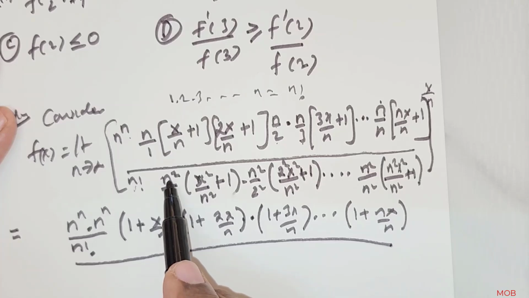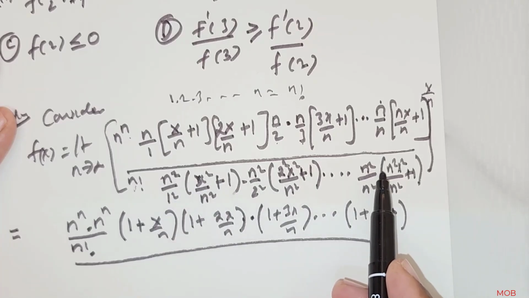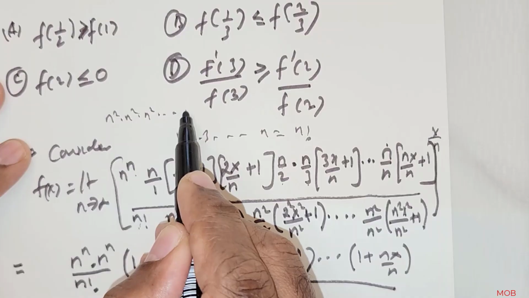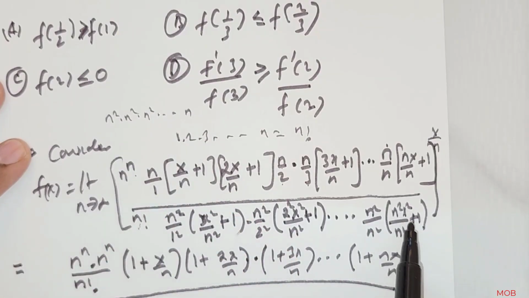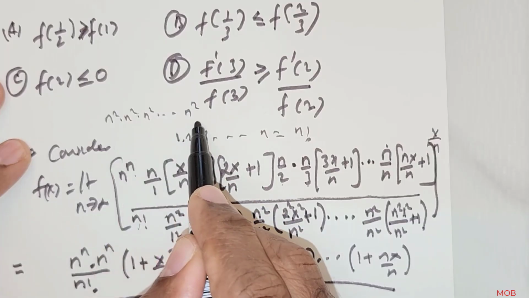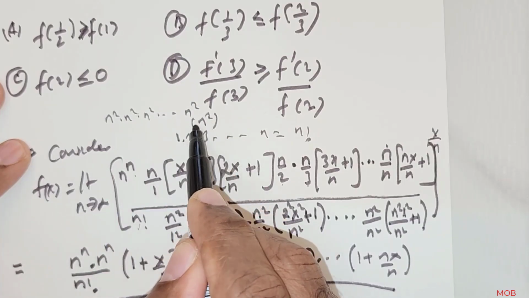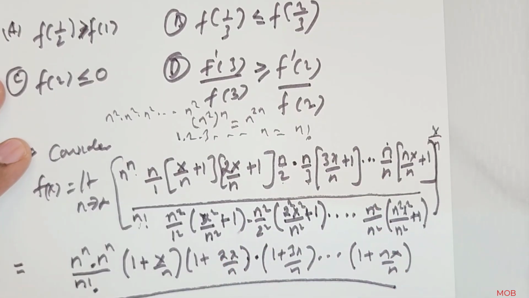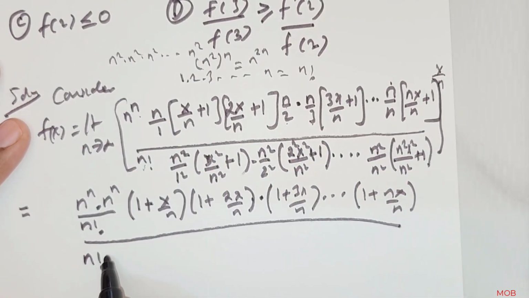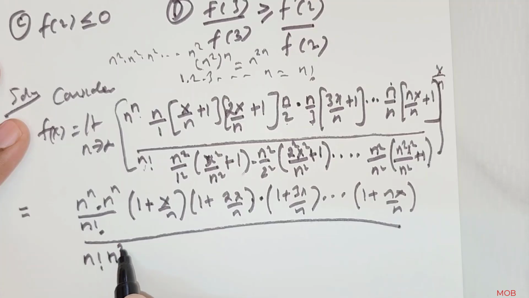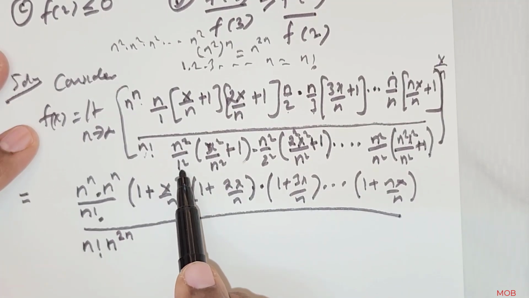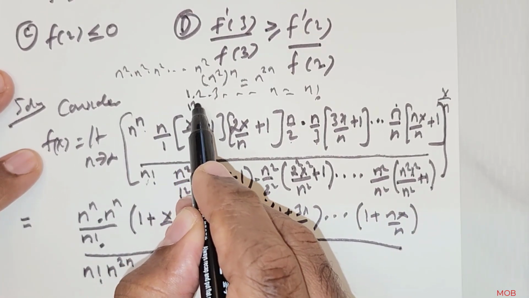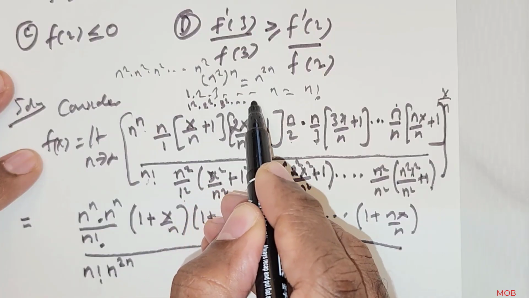Divided by the denominator. You see you have n squared times n squared times n squared all the way up to n terms, and that is raised to the power of 2. So n squared is multiplied n times, so n squared raised to the power of n, which is nothing but n raised to the power of 2n. So you have n factorial times n raised to the power of 2n. Over here you have 1 squared times 2 squared times 3 squared. What is that? If I were to multiply 1 squared times 2 squared times 3 squared and so on all the way to n squared.